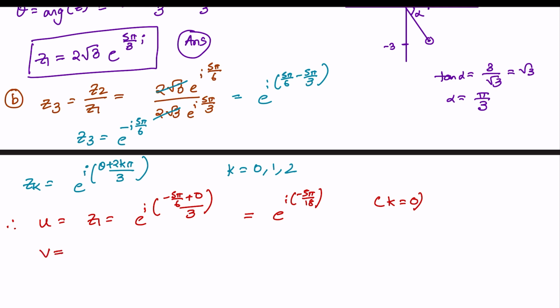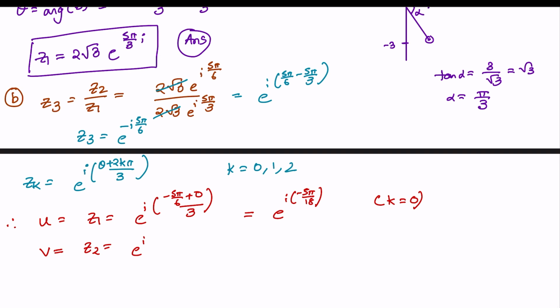The next one, the second root, will be e to the power of i times minus 5 pi by 6 plus 2 pi, divided by 3, which upon simplification gives me 7 pi by 18.